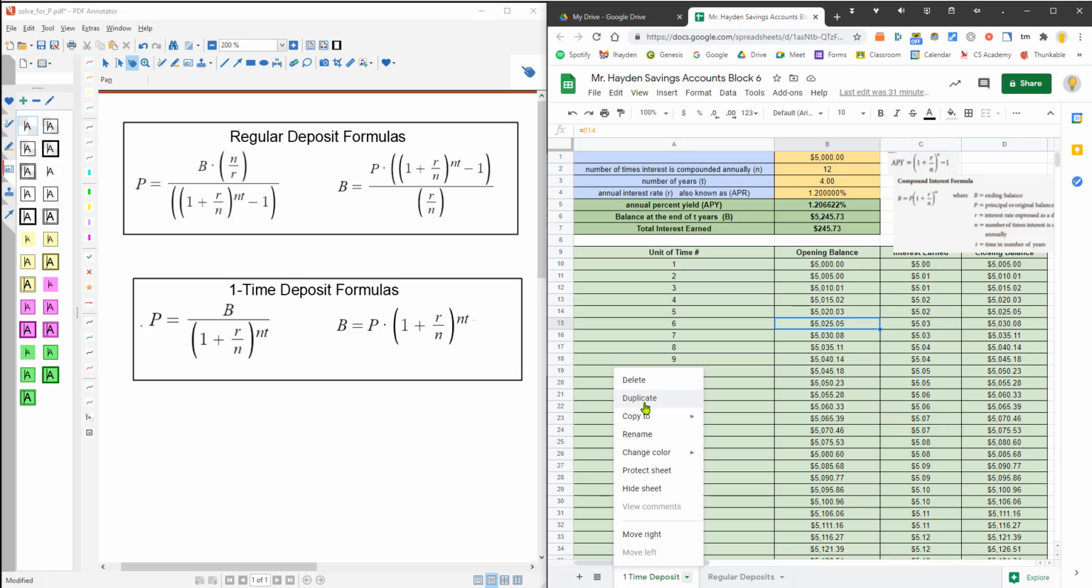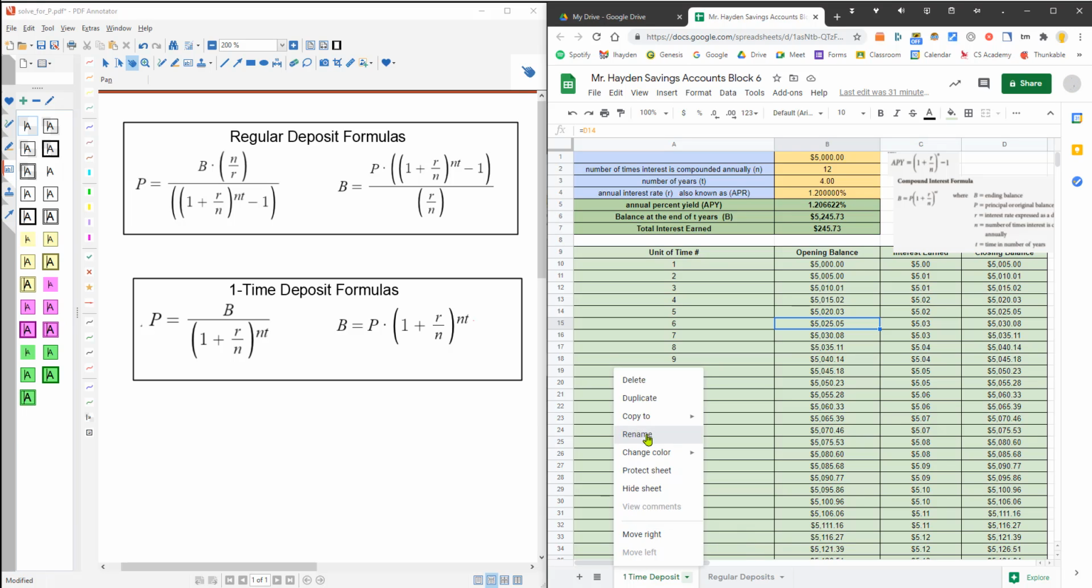Which is convenient if you know in the future how much money you'll need, and then P is how much money you invest now or how much money you put in every so often, and you can solve for what you need to reach a goal. So I'm going to start. I'll do the one-time deposit one first. So I'm going to duplicate the one-time deposit tab.